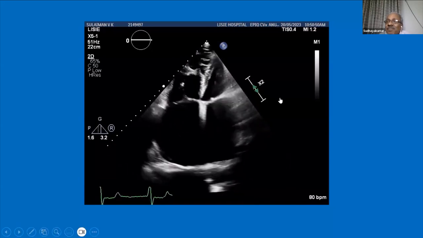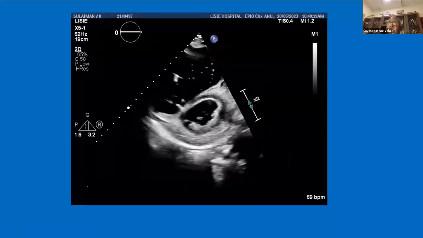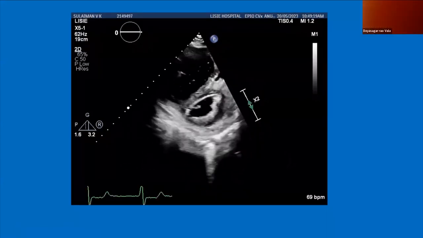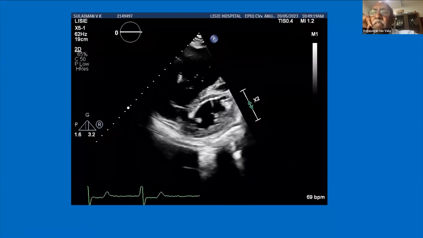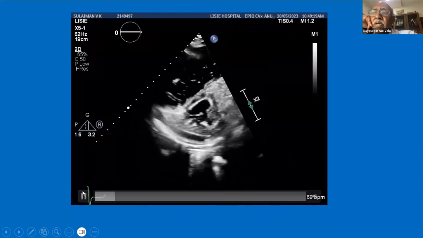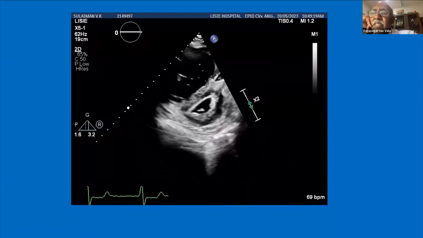Okay, can we go to the other views? Freeze it and then give your comments. Tell us, what do you make out of it? What is the hemodynamic interpretation of this? There is a D-shaped LV, left ventricle.